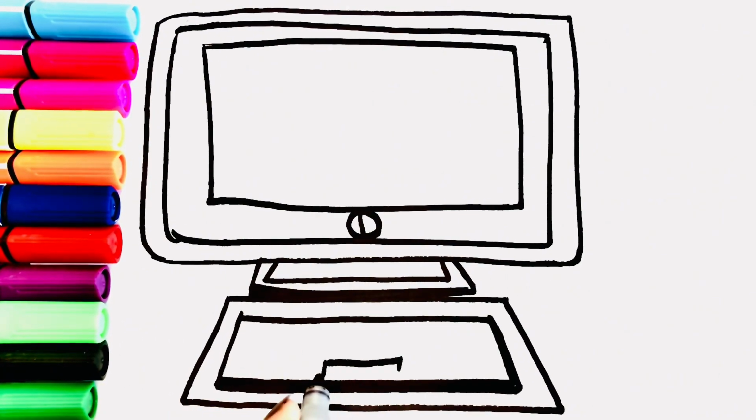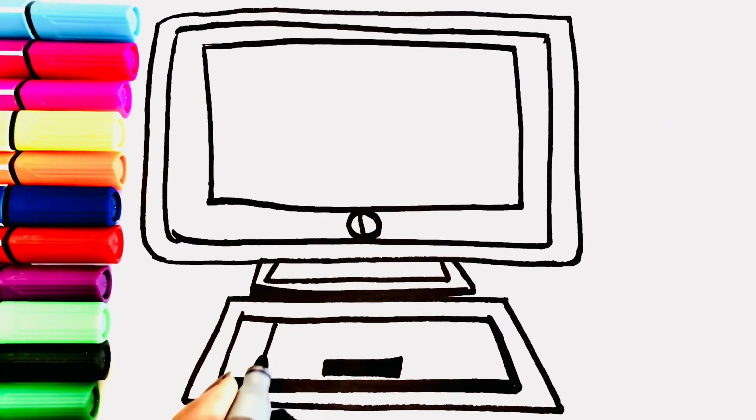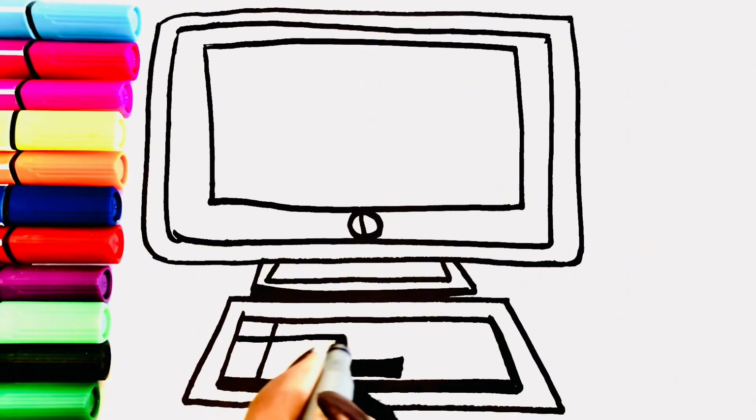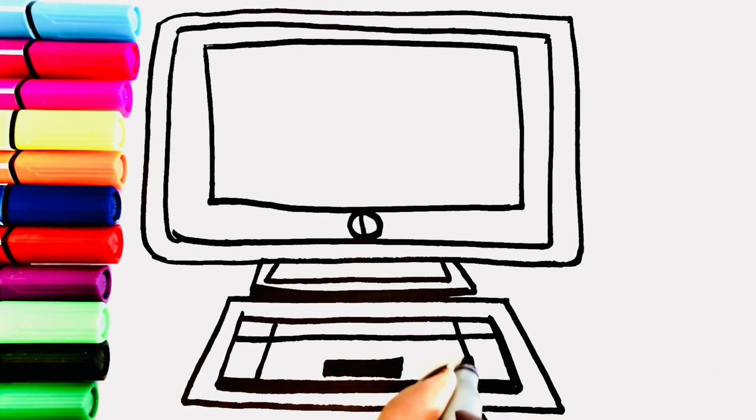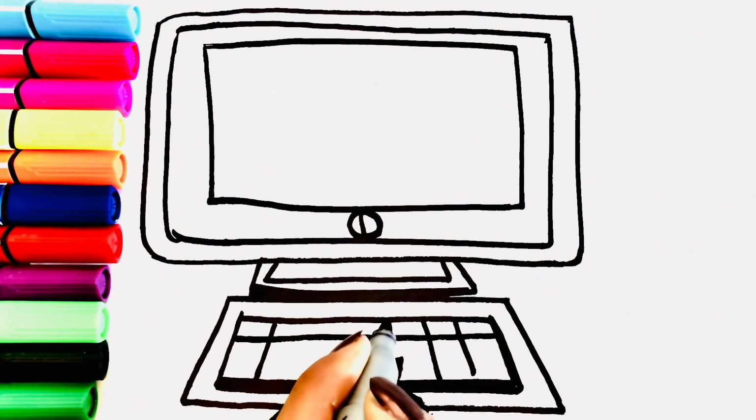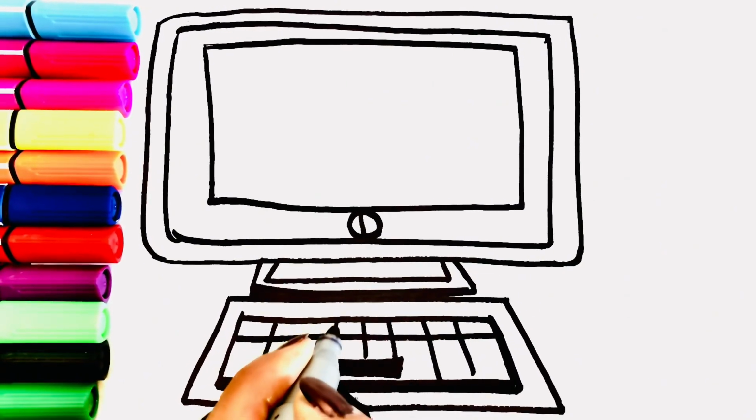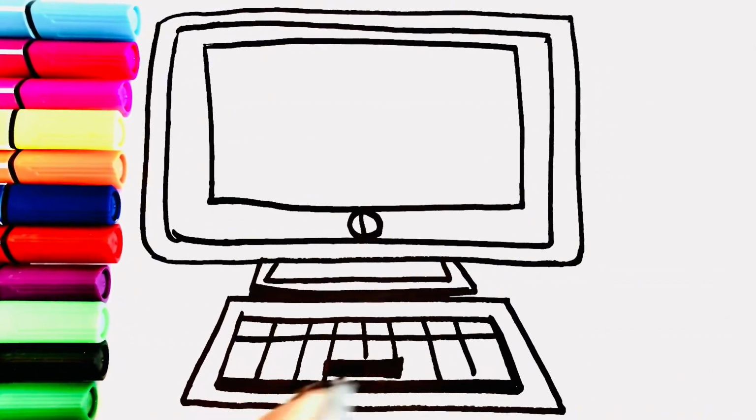This is a big button. This is a space button. And now start to draw a button. And just draw straight lines and make it a box.